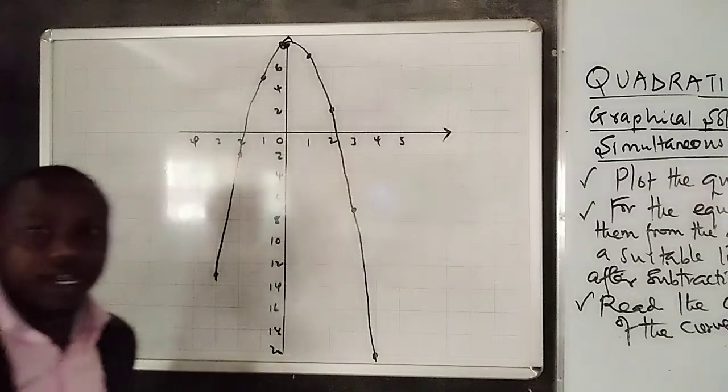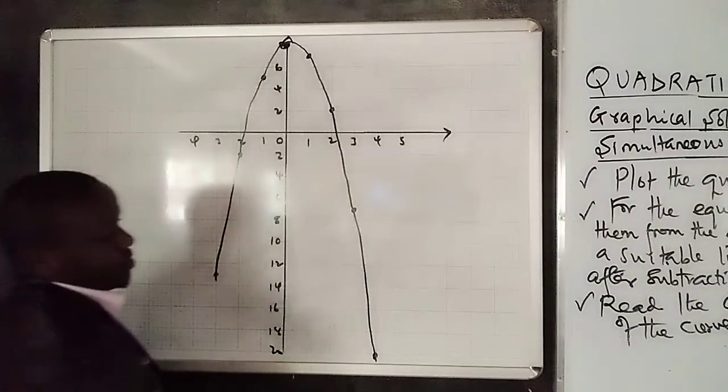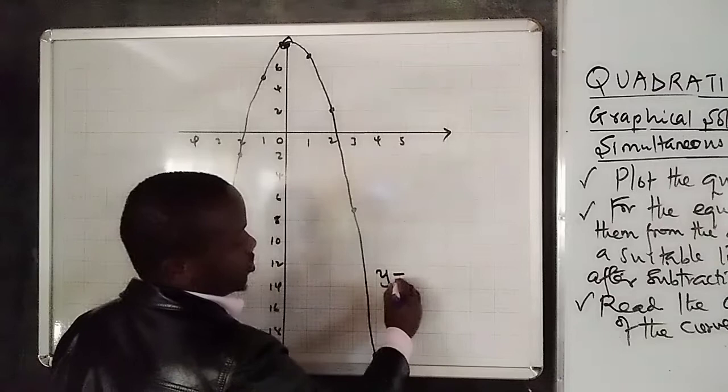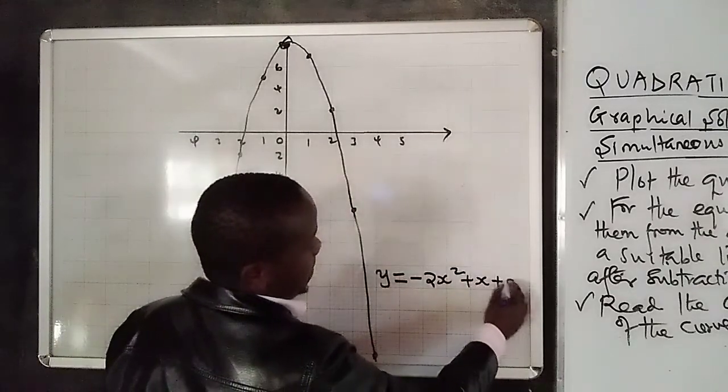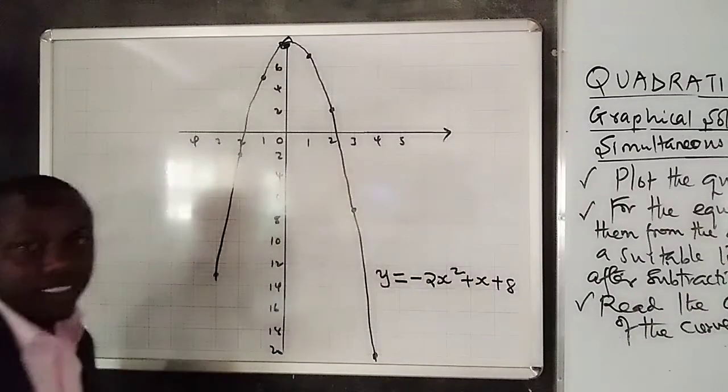That is the desired curve. Curve y is equal to negative 2x squared plus x plus 8.